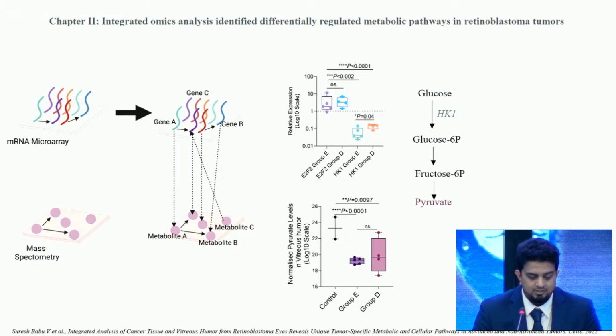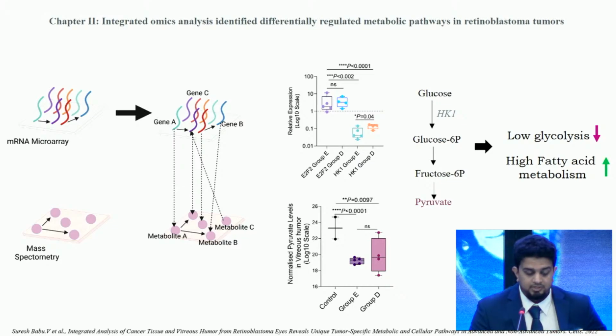So here what we see is, using a multi-omics integrative biology approach, we find that hexokinase gene and pyruvate metabolite are downregulated, and these two are key components of glycolysis metabolism. So this is quite unique in a cancer like retinoblastoma, where the glycolysis metabolism is significantly down. And the microarray results also show us that the retinoblastoma cancers are significantly high in fatty acid metabolism genes. So this helps us to understand that this cancer has a different metabolic landscape compared to other cancer types.